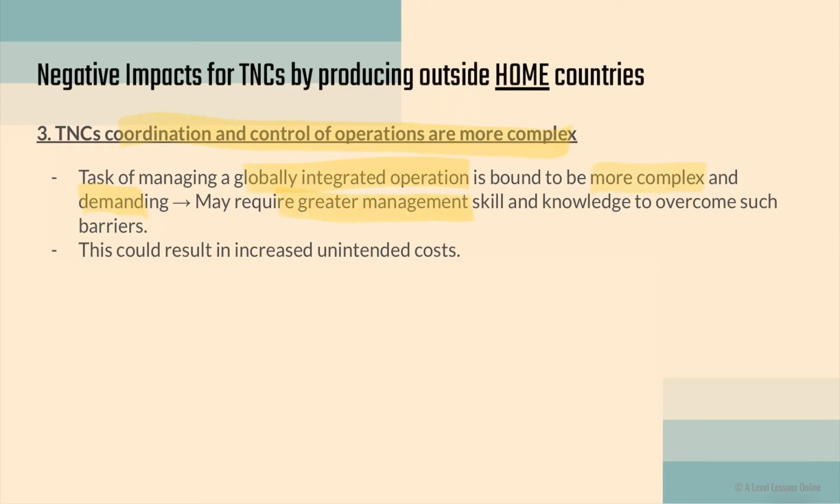So this will require greater management skill and knowledge to overcome such barriers, and hence could result in increased unintended costs. Meaning to say, if you need to hire higher skilled workers to be able to manage such operations, it can lead to higher wages, which is an increased cost that will go out. But this could be unintended. It is kind of like a no choice situation, and it's something that results from TNCs being very, very complex and having this very intertwined relationship all across the world.